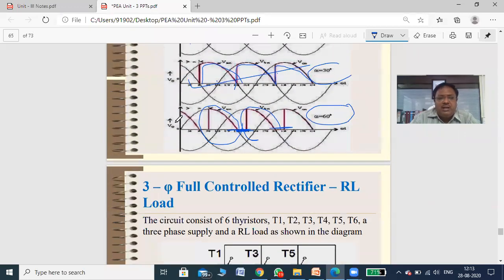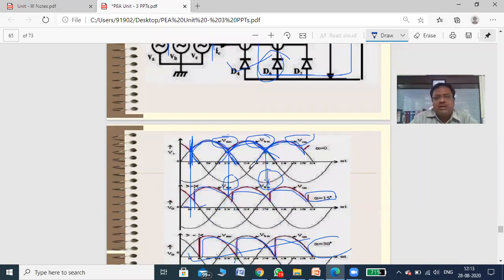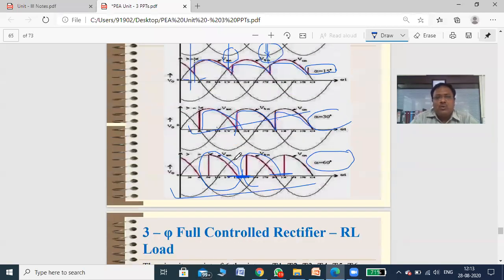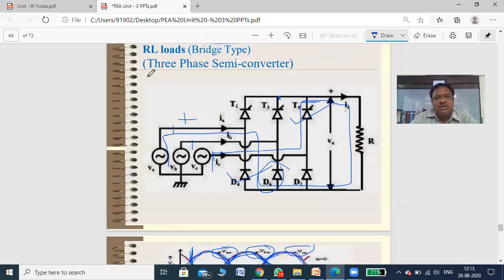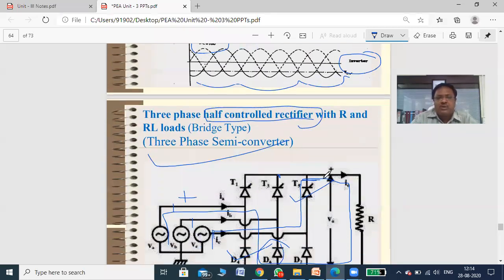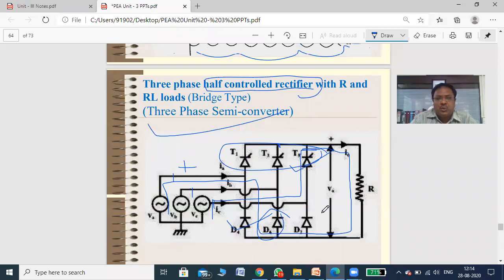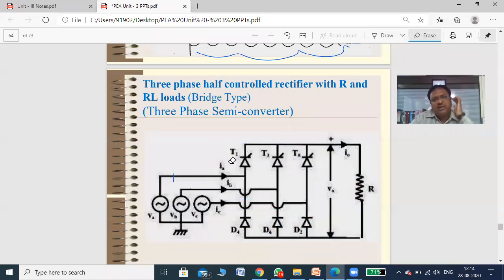Basically the output voltage may be discontinuous, but the load current is continuous. Load current is constant because the current is continuously flowing through the device. So this is about the three-phase semi-converter, also called a half controlled converter. Why half controlled? Because half the part is controlled and half the part is uncontrolled. That's why it is called a half controlled converter.